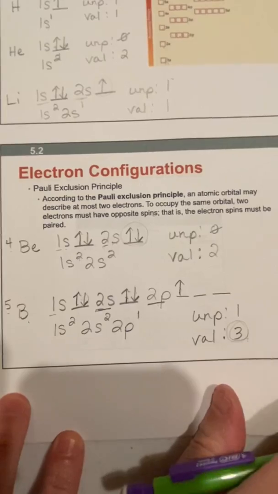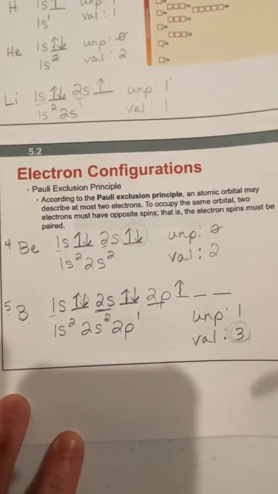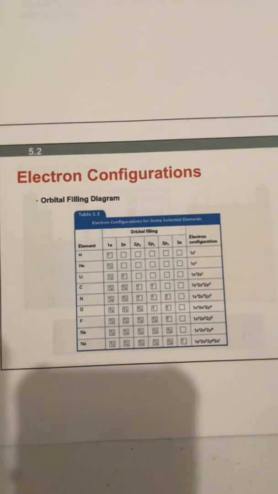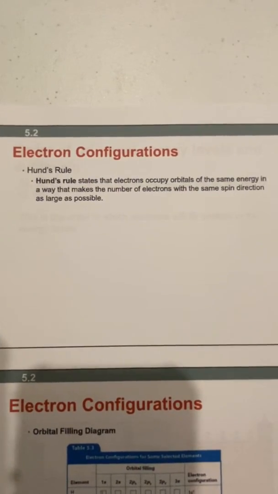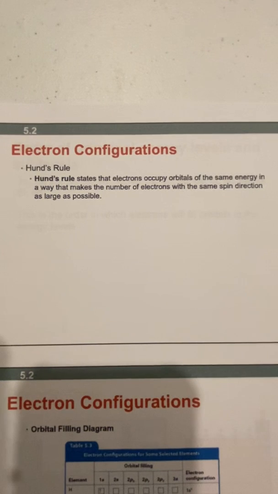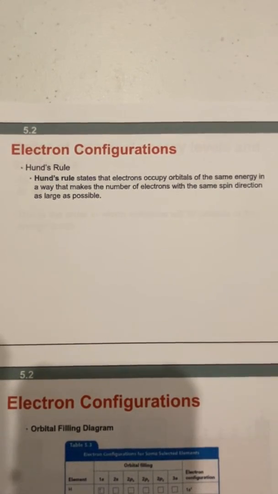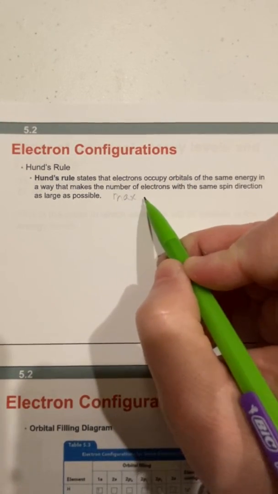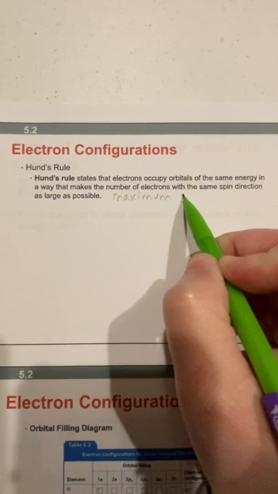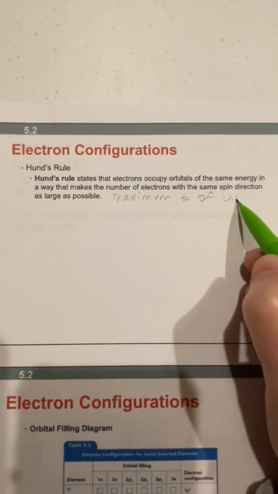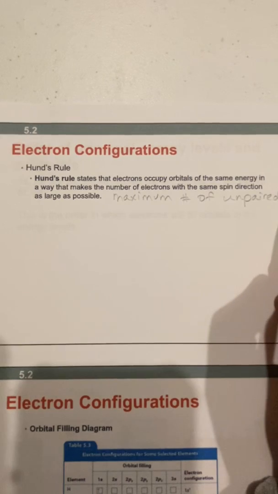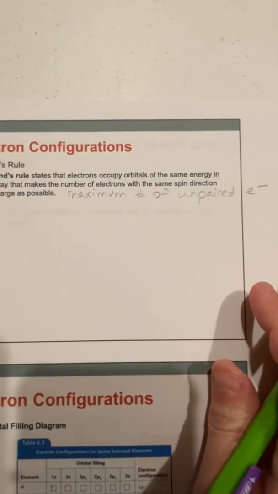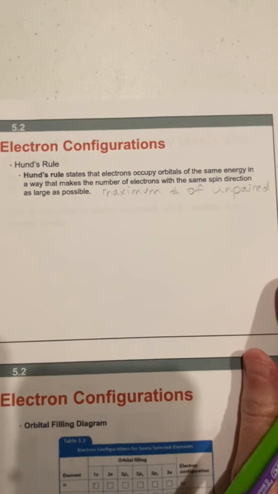All right, one more rule, and then I'm going to stop the video, and we'll make another video where we're doing some practice. So the last rule is actually Hund's rule. Hund's rule is really just that electrons are going to, it's kind of confusing. Electrons are going to occupy orbitals of the same energy in a way that makes the number of electrons with the same spin direction as large as possible. To clarify that, you're looking for placing it to where you have the maximum number of unpaired electrons. And I'm going to show you how you do that. I'm going to write E- for unpaired electrons. I'm going to show you how you would do that in 2 cases.